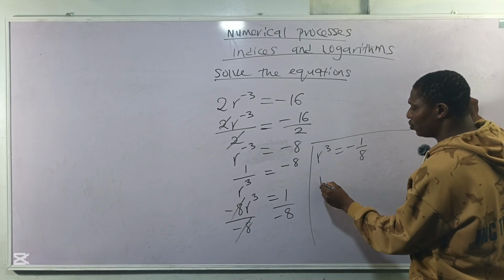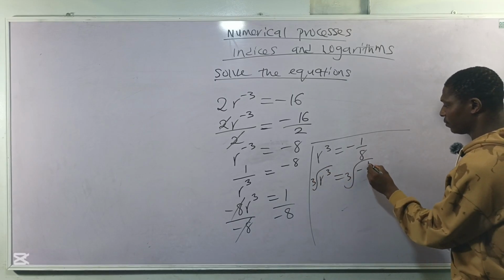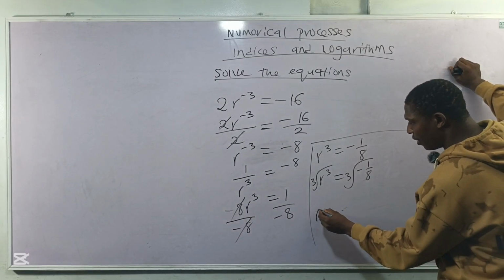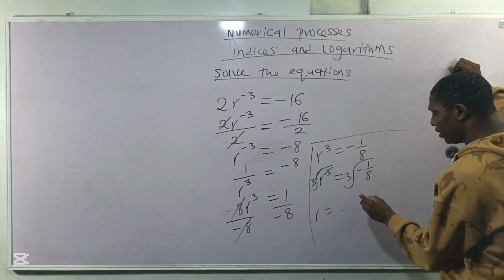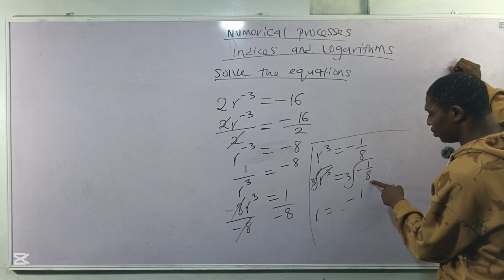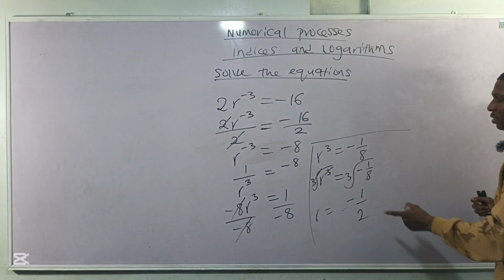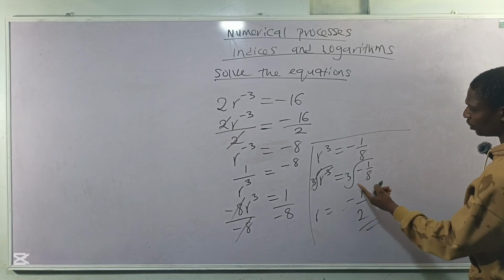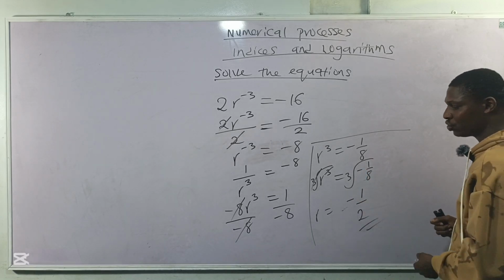And I'll take the third root from both sides. So I'll have r equals the third root of 1, which is 1. You have your negative sign. And the third root of 8 is 2. Now you check. Minus minus is plus. Plus minus is minus. So the third root of minus 1 over 8 will give you minus 1 over 2.